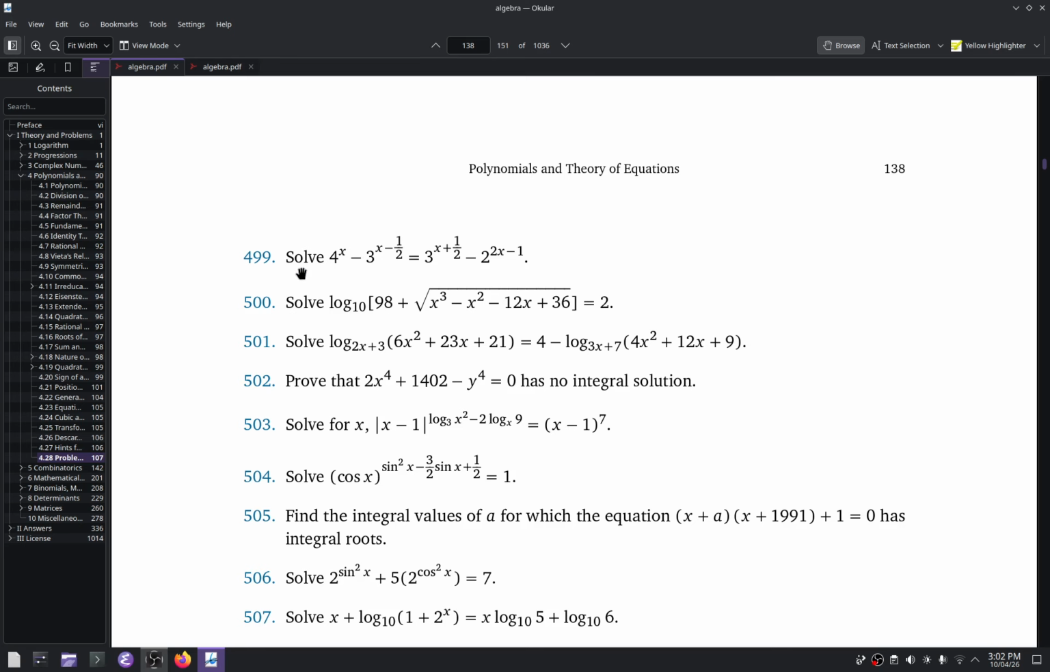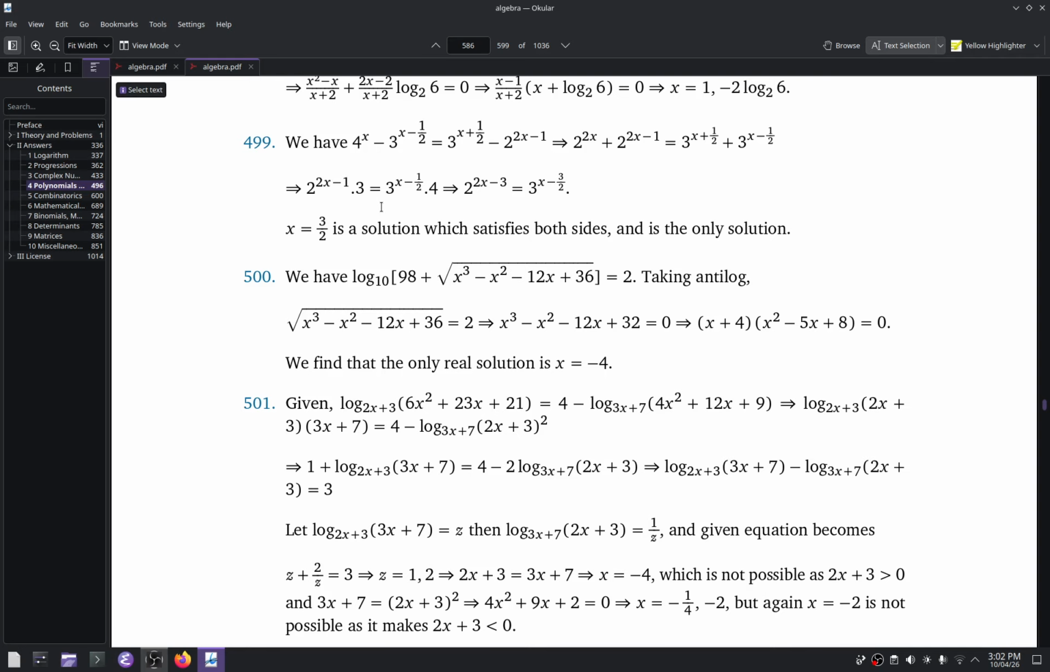Question 499 says that solve 4^x − 3^(x − 1/2) = 3^(x + 1/2) − 2^(2x − 1). So this is a very straightforward problem.